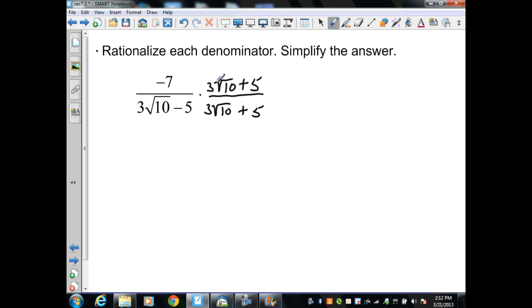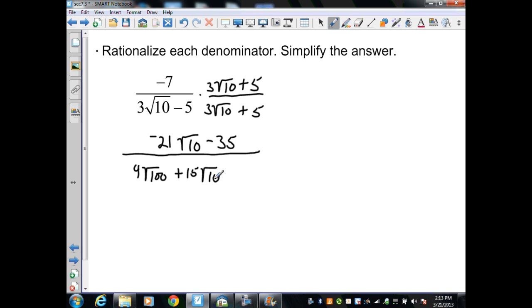I use the distributive property in the numerator, which gives me a negative 21 square roots of 10 minus 35. On the denominator, I'm going to FOIL. My first term is 9 square roots of 100. My outer term is 15 square roots of 10. My inner term is a negative 15 square roots of 10. And my last term is a negative 25.